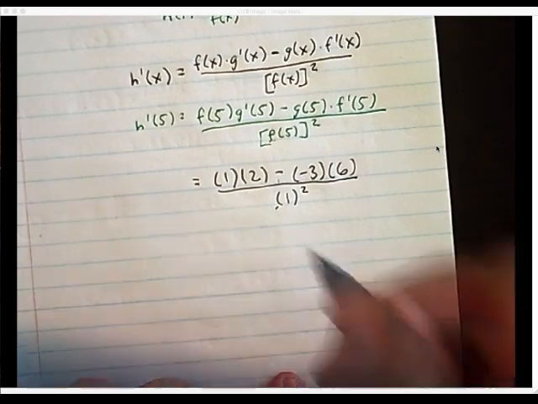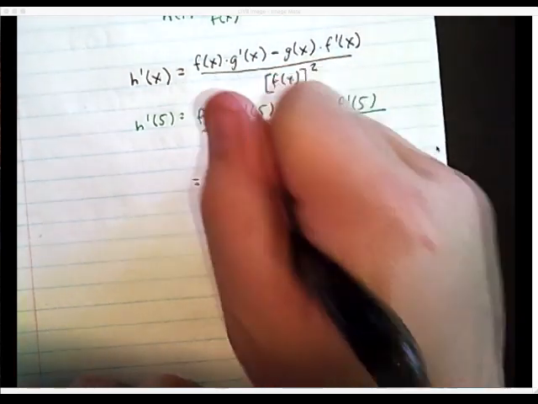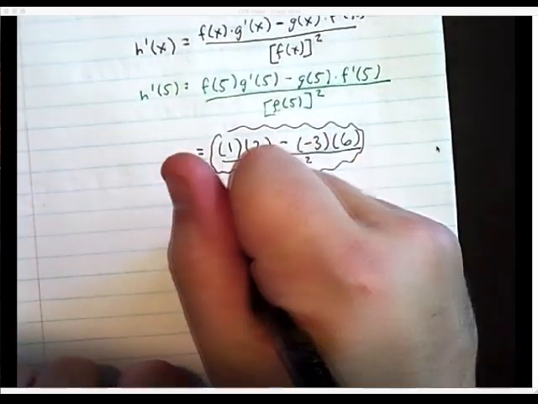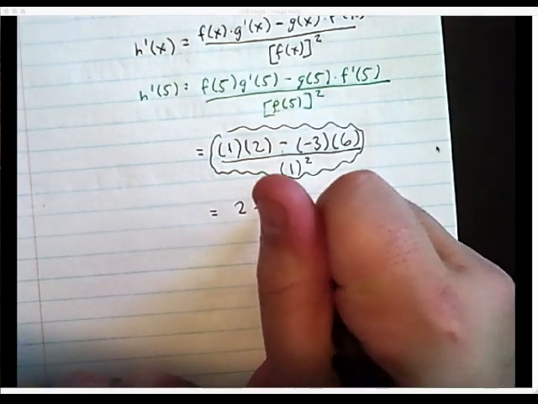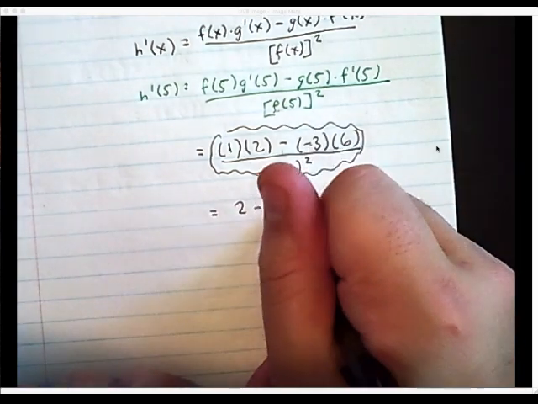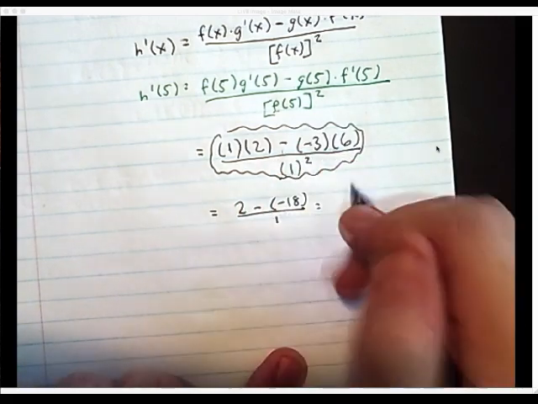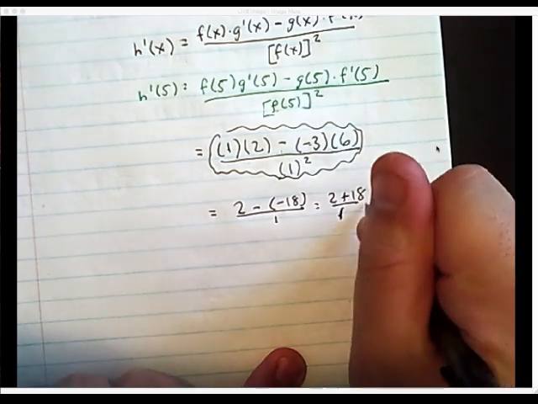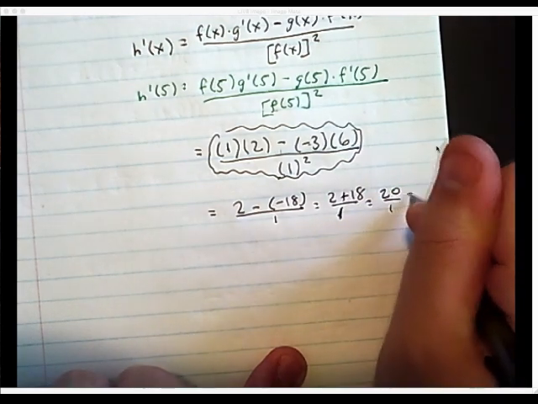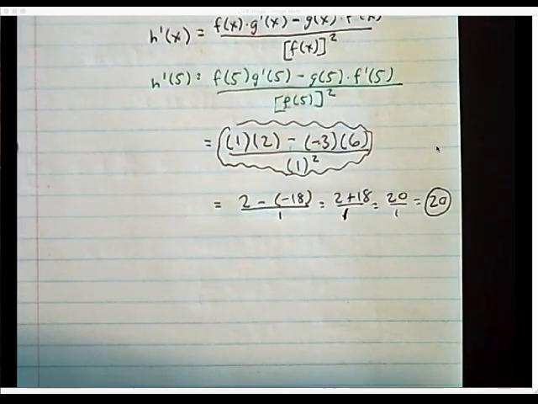Okay. Now if this was a free response question, you could stop here. They would accept that answer because it's correct. If you're going to simplify, you could do so correctly. 1 times 2 is 2, minus negative 3 times 6 is negative 18. 1 squared is 1. 2 minus a negative 18 is like saying 2 plus 18. And 2 plus 18 is 20, and 20 over 1 is 20.